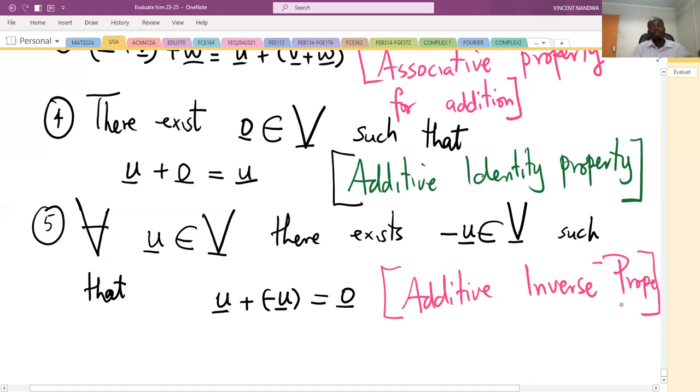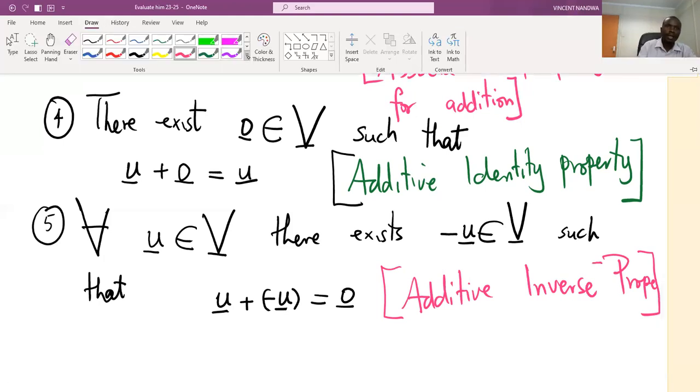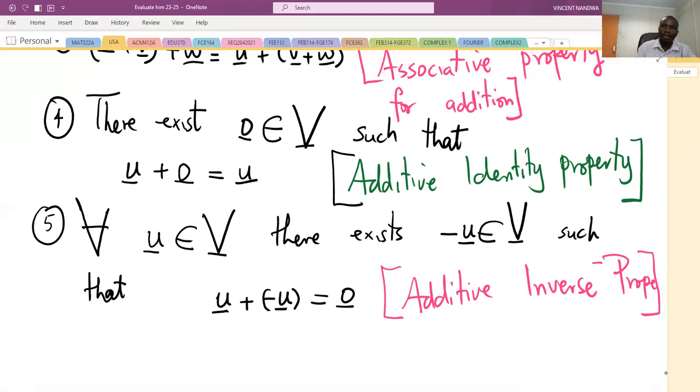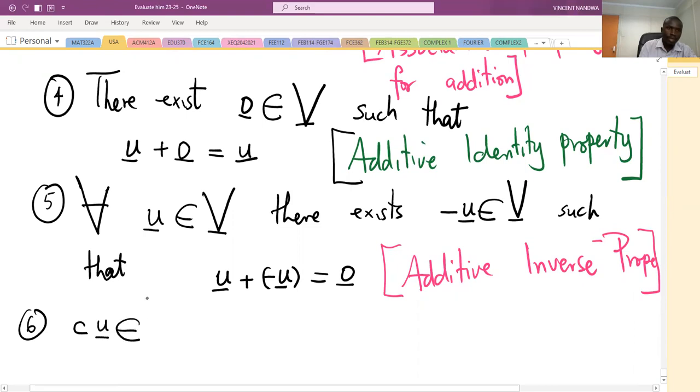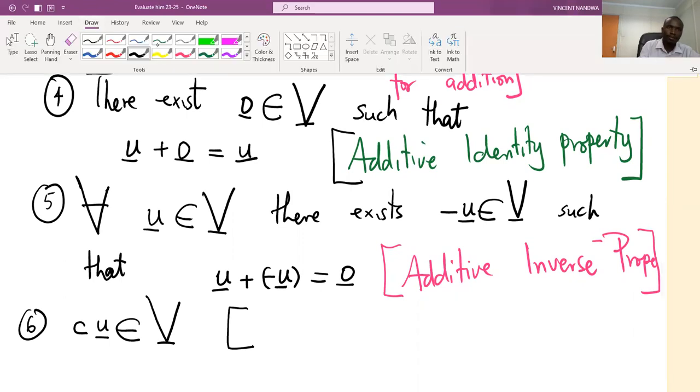And then number 6, if I pick any scalar, I multiply by any vector U, I still get another vector within this bigger set V. So C times U is always a vector in V for all vectors U picked from this V. This one is called closure under scalar multiplication.